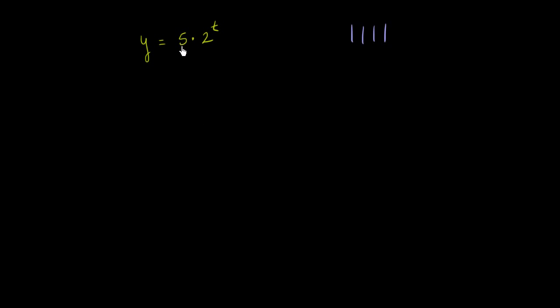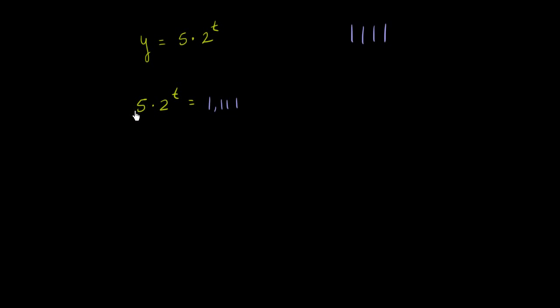So we want to say, when does 5 times 2 to the t power equal 1,111? So let's write that down. So when does 5 times 2 to the t power equal 1,111? So whenever we're doing anything algebraically, it's always a little bit useful to see if we can isolate the variable that we're trying to solve for. We're trying to find what t value will make this equal that right over there.